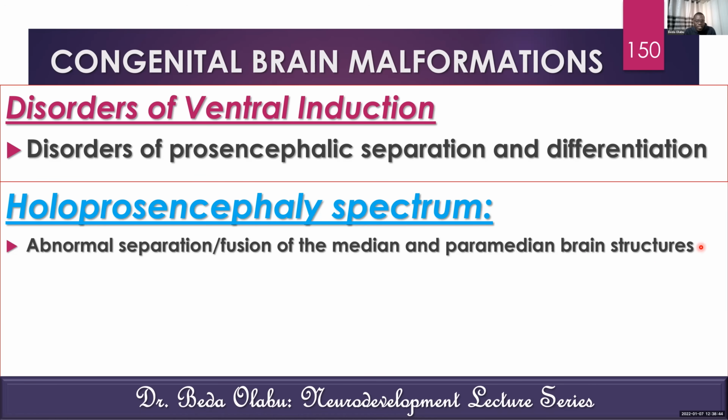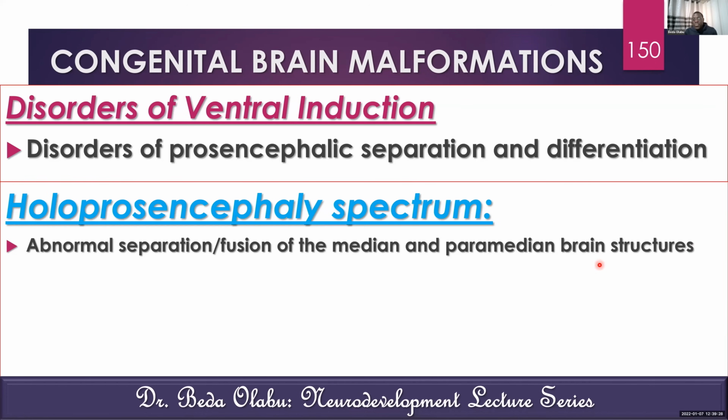What are the median structures? Thalamus, hypothalamus, perhaps. What are the paramedian structures? Basal ganglia and the like. The medial aspects of the hemispheres are still median structures, like the paracentral lobule and the like. So we are saying in holoprosencephaly, there is abnormal separation or abnormal fusion. If it's abnormally separated, then maybe it's also abnormally fused. So I want you to understand them together.